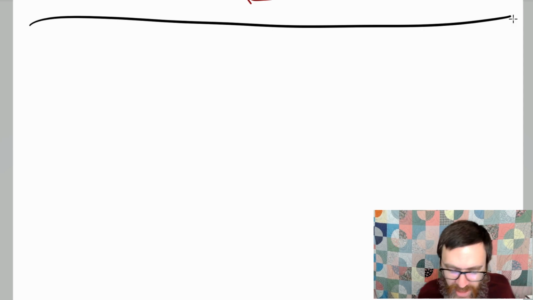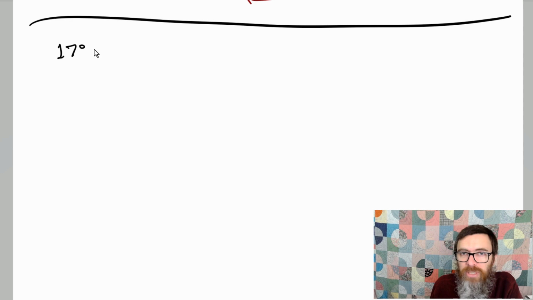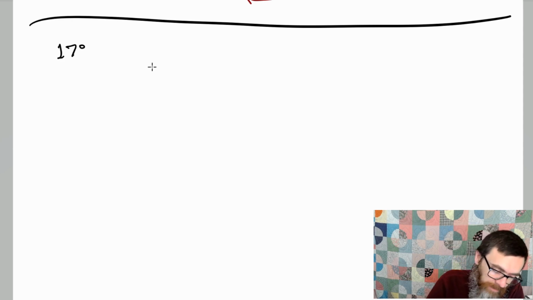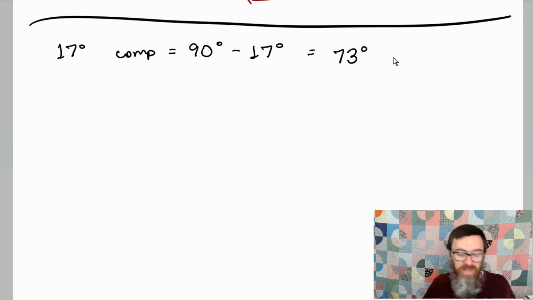All right, so for these next examples, I want us to find both the supplement and the complement. Okay, so if I have 17 degrees, I want to find the complement. Remember that the sum of two angles that are complementary would equal 90 degrees. So to find what the complement would be, the complement would be 90 degrees minus 17 degrees. And we just do the math, and we come up with 73 degrees. Easy enough.